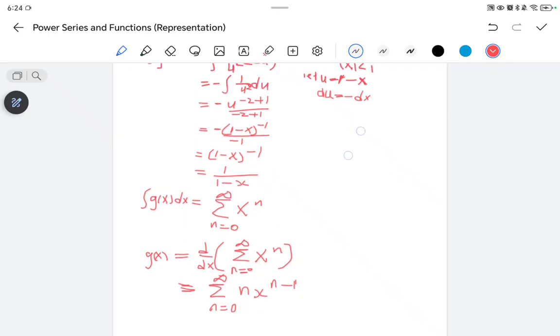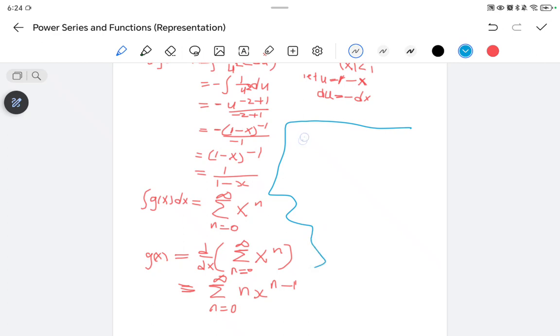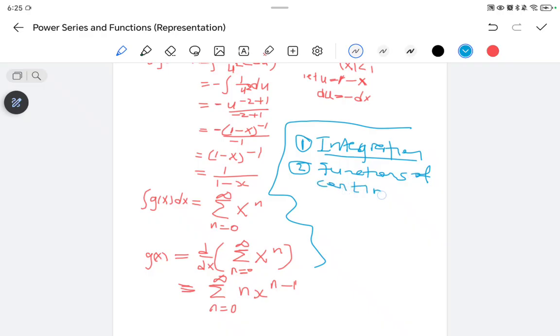Any questions? So guys, here's what I was thinking. This topic, as it goes forward, is going to require us to know topics like integration in detail. Integration, this one we know already. It's also going to require us to know functions of continuity, and also drawing graphs and all that.